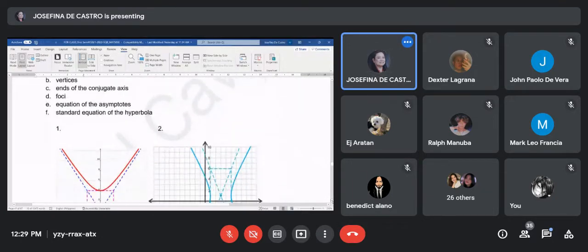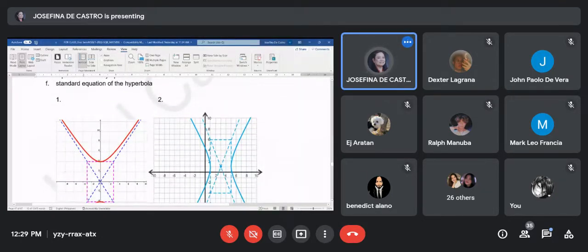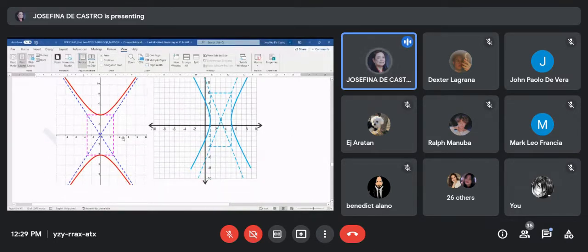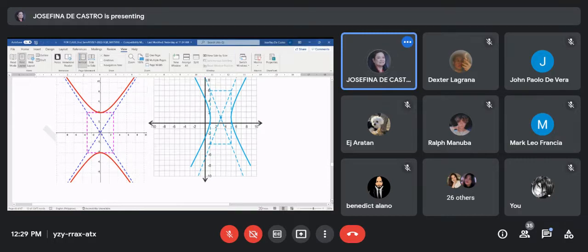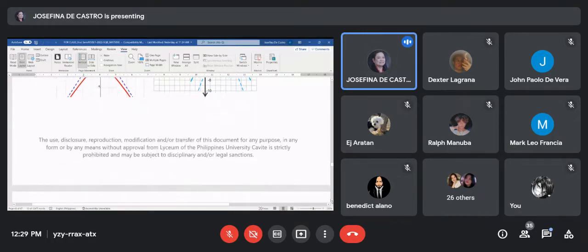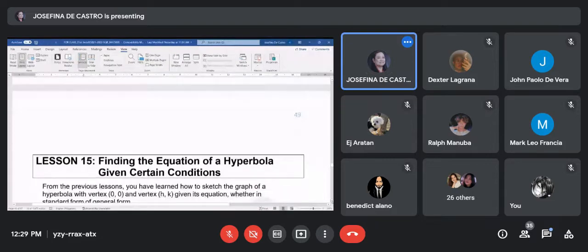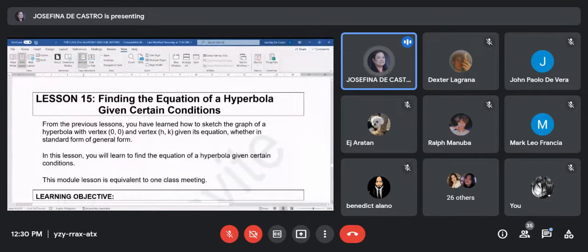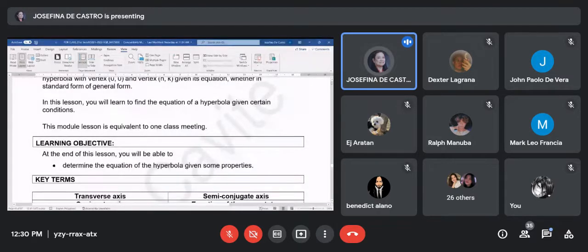Okay po. So this is a good example, class. Ito ibinigay kong dalawang to, wherein given ng graph, kayo naman ang mag-identify ng important points. This is a good practice din, class. Pabaliktad siya. Okay? So, finding the equation of the hyperbola na tayo. So, sa finding equation, lesson 15, are we done with lesson 15?